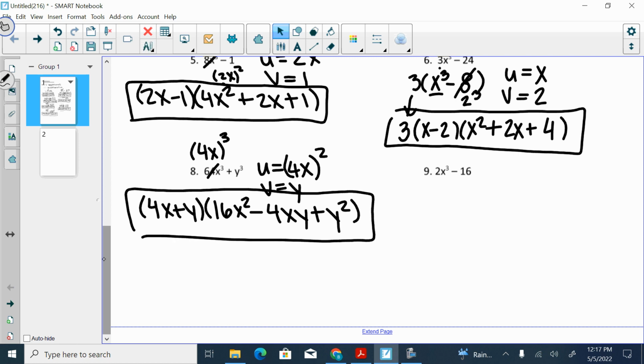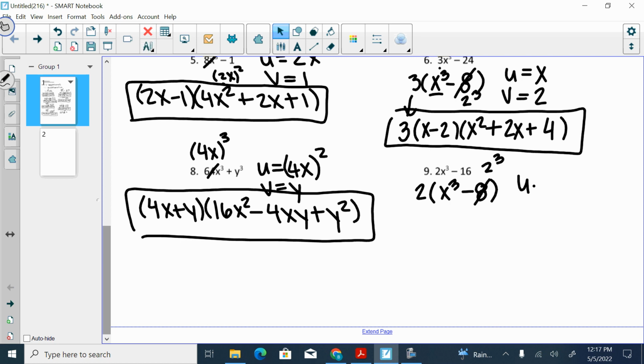Alright, we just got one more. So what should we do on number 9? GCF, very good. So what is my GCF? So if I take out 2, what are we going to be left with? X cubed minus 8. Nice. And then what should we do? Yes, turn this into 2 cubed, very good.